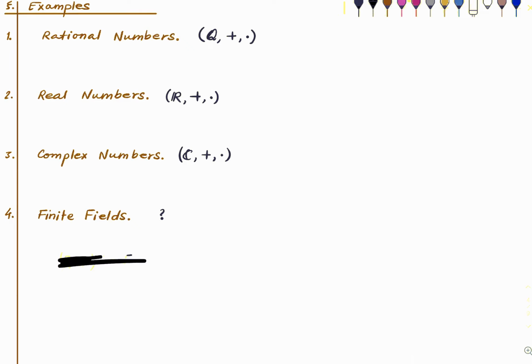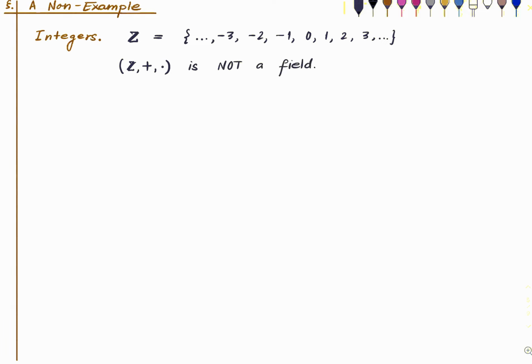All right. Lastly, let us look at a non-example. So consider the set of all the integers. The set of all the integers is defined as this set. And this triple, the usual addition and the usual multiplication that we perform on integers, this is not a field. Why is that? Because you take this number 3. 3 does not have a multiplicative inverse.